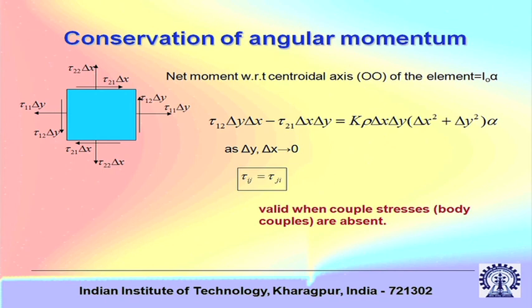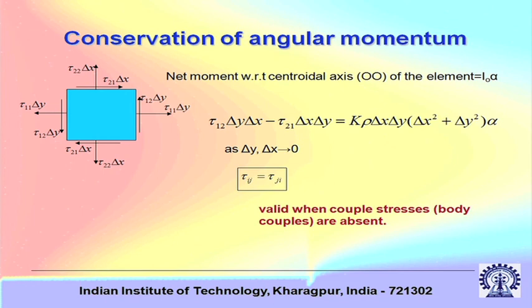When we want to do that, we will express the various forces acting on the element. What are the forces acting on the element? The forces acting on the element are surface forces and body forces. This is not a complete free body diagram. We have not shown the body force simply because we want to find the moment of all forces with respect to the center of mass of this element. The body force will pass through the center of mass, so in this particular case it does not have any net moment with respect to the center of mass.